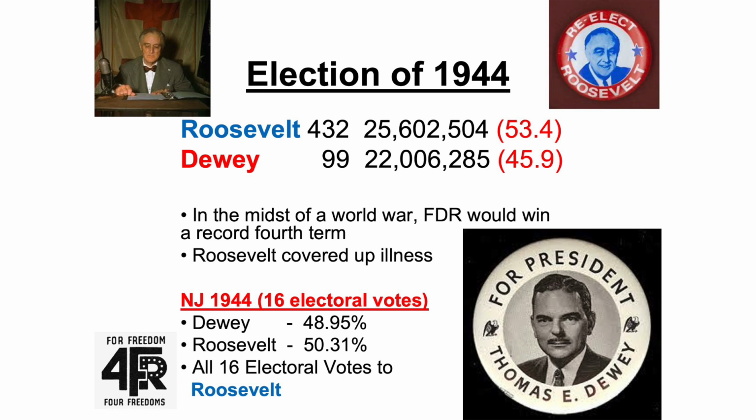One of the fascinating things about the Roosevelt years was there was only one surviving photograph that was ever taken of him in a wheelchair. They always tried to photograph him standing up with braces to project more of an image of power. Dewey lost this election, and this was in the midst of the war, and people wanted to stick with Roosevelt.